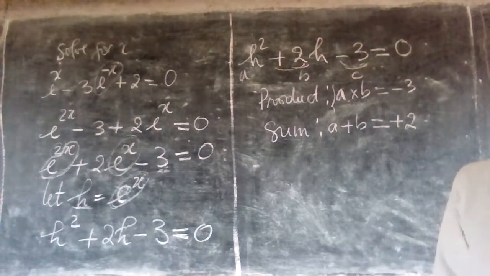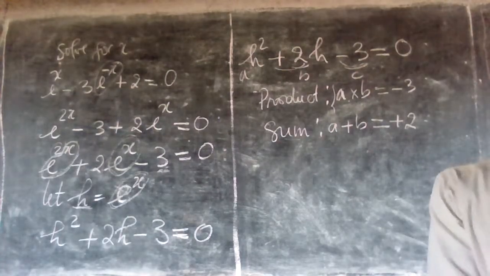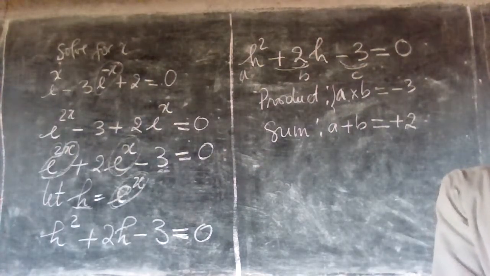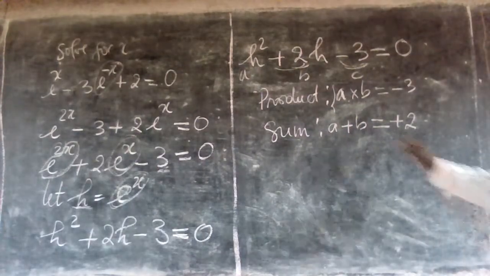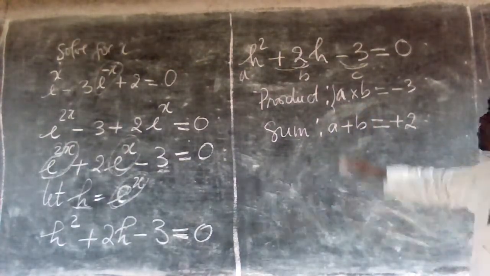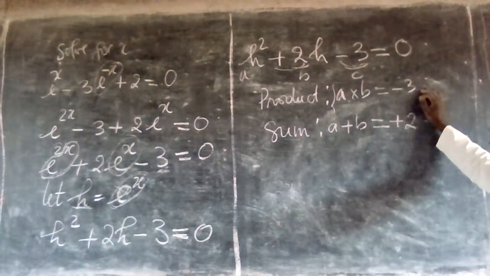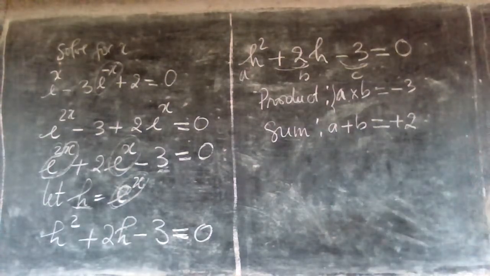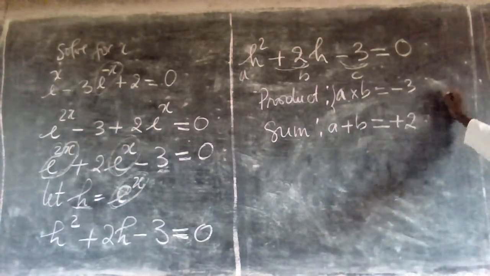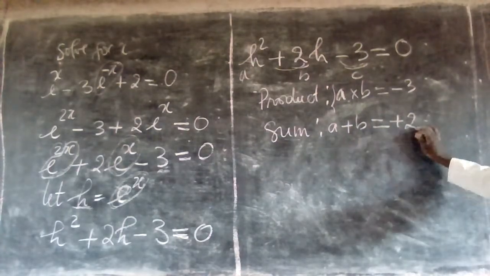Let us continue and see those two numbers. Someone said first that it is 3 or 1. Now, let us see whether it is true. A times B is equal to minus 3. Another one should say A plus B is equal to 2.